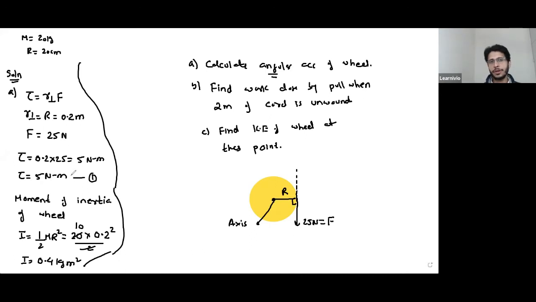Once you have moment of inertia, you can easily calculate angular acceleration. You know that for a rigid body, you can write torque as I into alpha. I is moment of inertia, alpha is the angular acceleration. So alpha is tau by I, which is 5 by 0.4. So your alpha is 50 by 4, that's 25 by 2, which is 12.5 radian per second square.